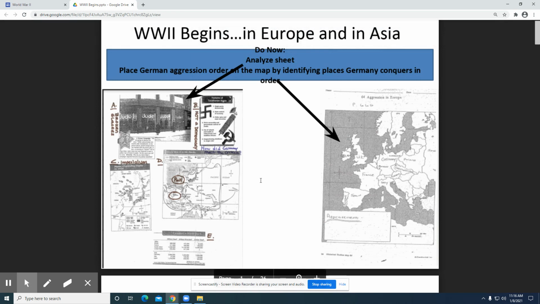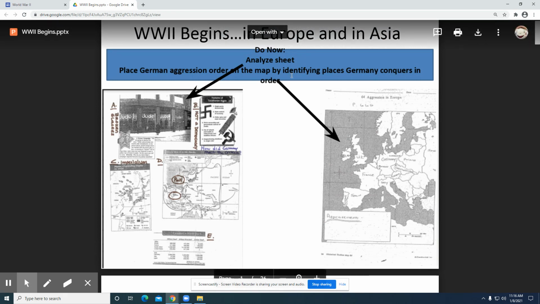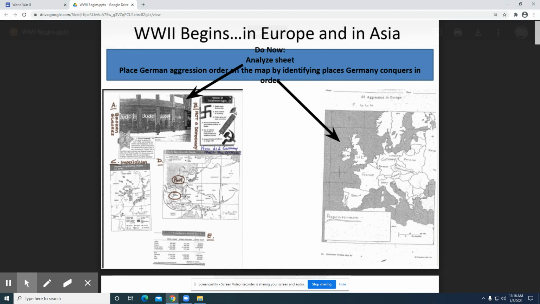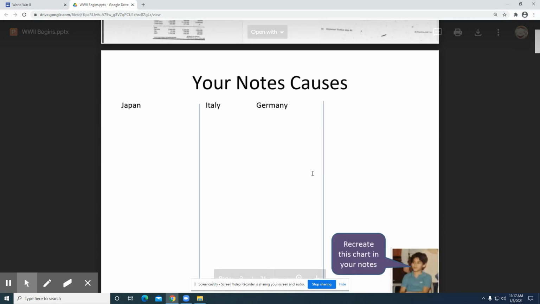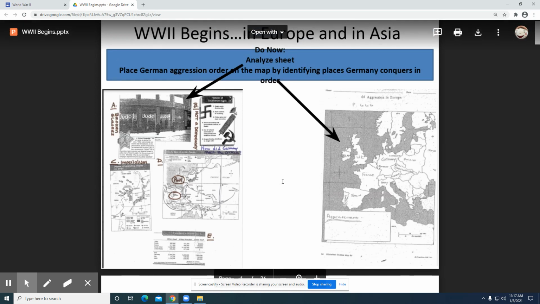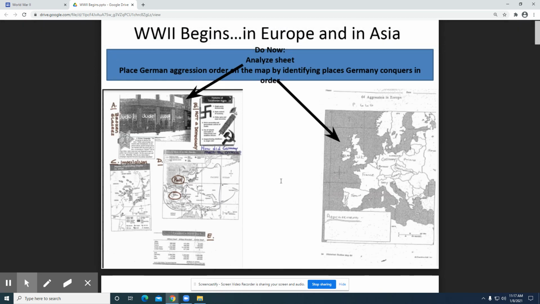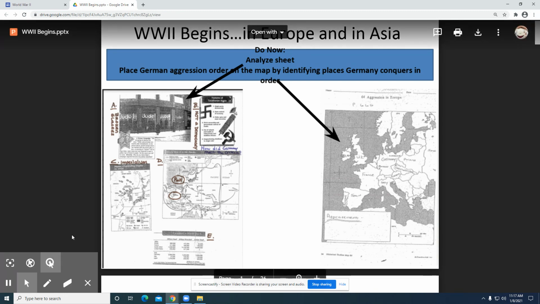The first thing I want you to do for this now is analyze the sheets. Directions are here, and we want to keep track of the German and the Japanese aggression. So you probably want to organize your notes like this: Japan, Italy, Germany. You just want to keep track of how this war begins from a European point of view and a Japanese point of view. So the first thing I want you to recognize here are some of the terms.